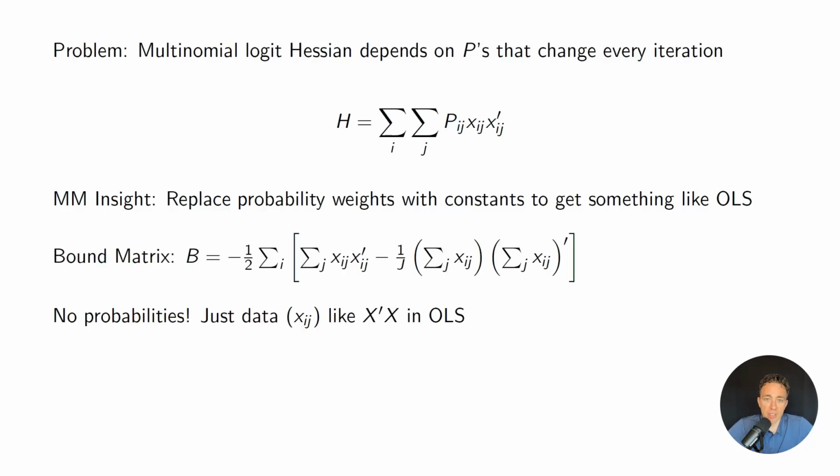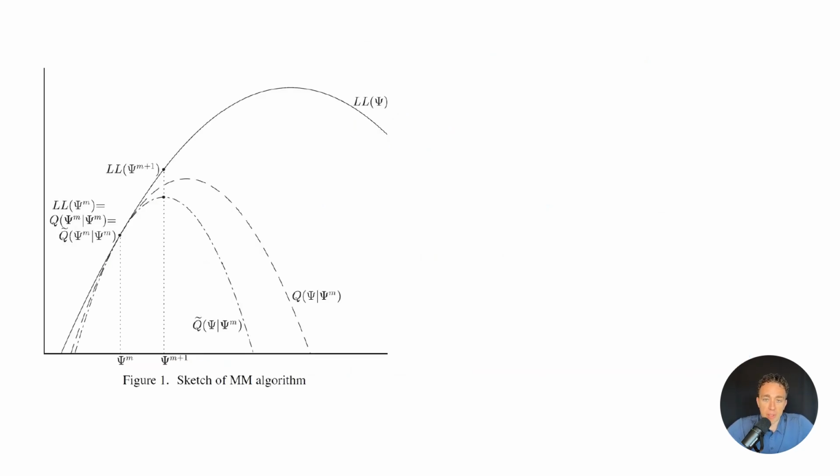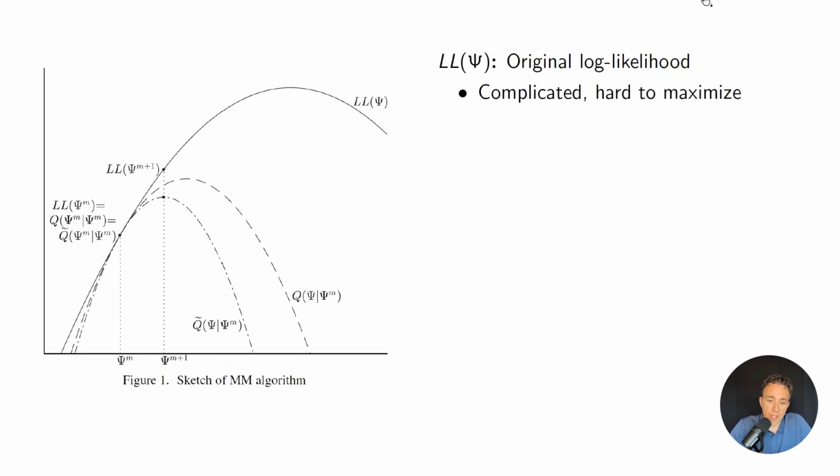So our bound matrix is going to be a slight modification on X prime X from an OLS regression model. There's no probabilities in it. And then we just compute the inverse of this bounding matrix, which we call B inverse. We can just invert that once before we start our algorithm, and then we can use it for every iteration in our algorithm. And so this will give us dramatic speedups. If we think graphically about what's happening with this algorithm, the curve LL, which is kind of the largest curve on the screen, is going to be the original log likelihood that we want to maximize.